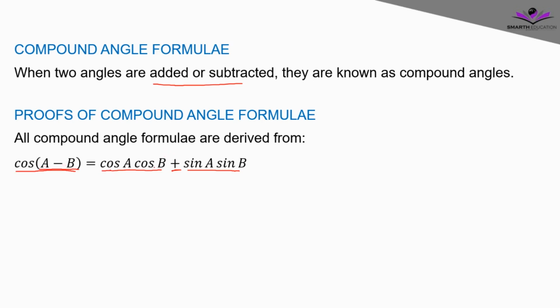Cos A, cos B. Just follow this order. We have A and B, so it's going to be cos, cos. Cos A, cos B. And then here you change the sign. In the compound angle we're separating. So here is going to be plus. So cos A, cos B plus sin A, sin B. So we're going to discuss each compound angle formula like this, and then after that, we're going to prove them.